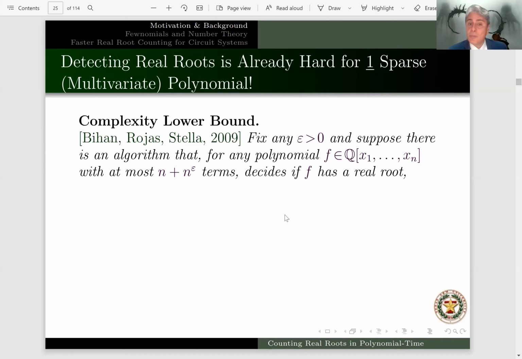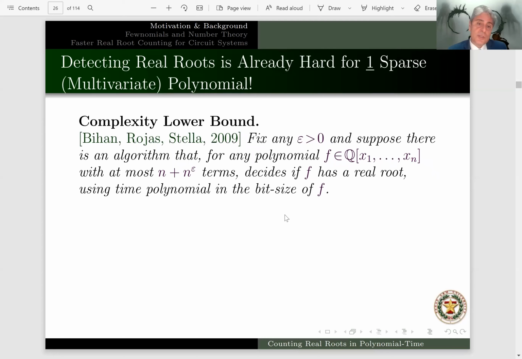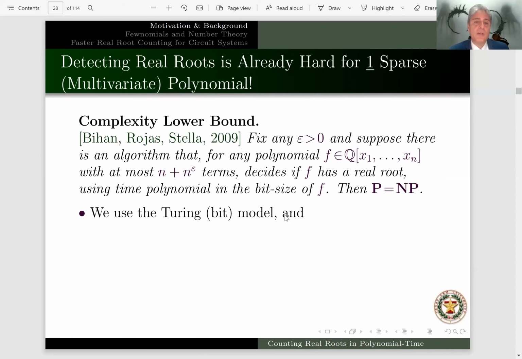And suppose you have an algorithm that'll decide if this polynomial has a real root, and it uses time polynomial in the bit size of f. Okay, I'll explain that in a moment. Then P equals NP. Okay, in other words, it is unlikely for such an algorithm to exist. That is the key problem. So deciding just the existence of real roots is actually very hard already for polynomials that are pretty sparse in some sense. Okay, so what do I mean by this size business?